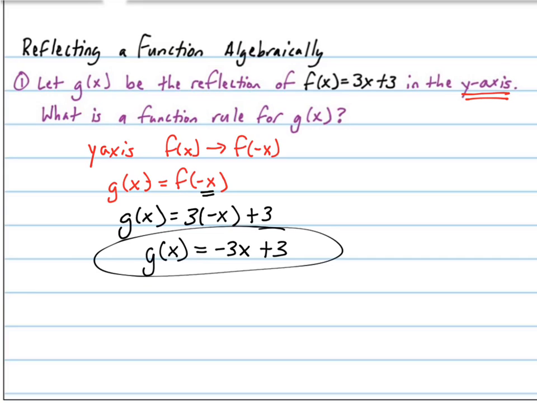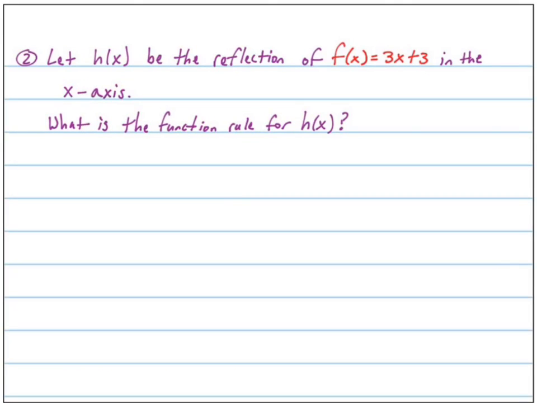You could graph this and take a look at both of the equations, the original one and our new one, and you should see they are a reflection of one another. All right, let h of x be a reflection of f of x equals 3x plus 3 in the x-axis. So we're reflecting over the x-axis this time. What is the function rule for h of x?